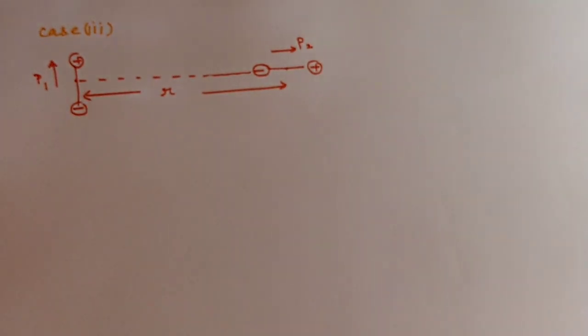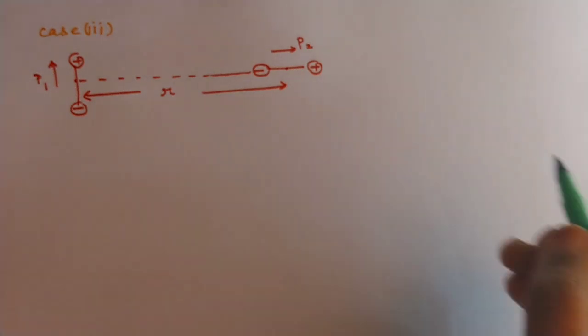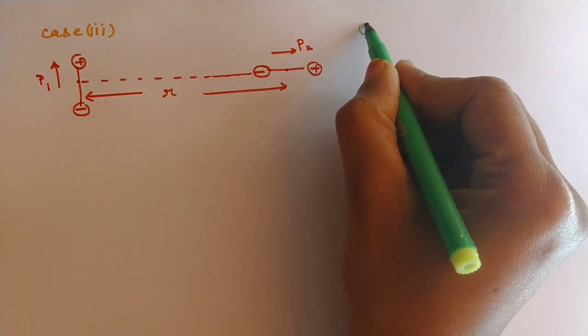Now if the two dipoles are perpendicular to each other, let us again see what will be the potential energy stored by the system, the interaction energy. Then second is the force experienced by one dipole due to another, and the torque. So let us start with potential energy first.